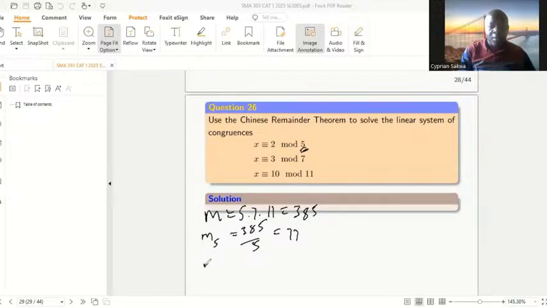What about M with respect to 7? It's 385 divided by 7, and if I do that, I get 55. What about M with respect to 11? It would be 385 divided by 11, and with my calculator, I get 35.